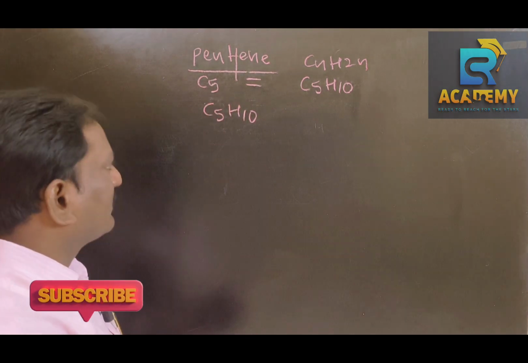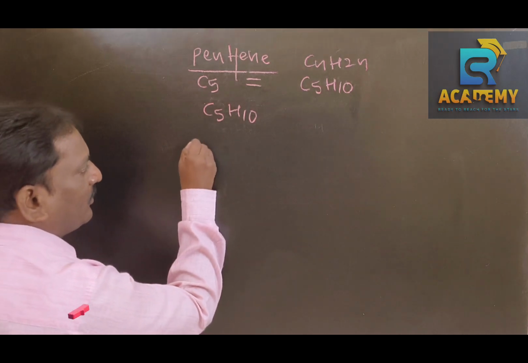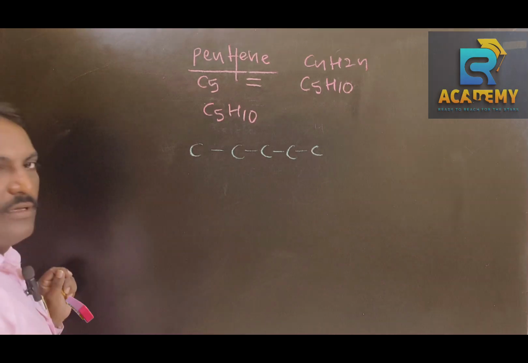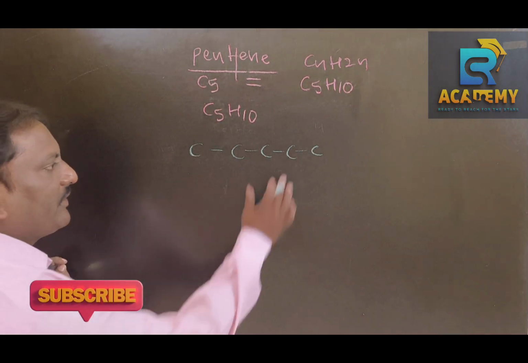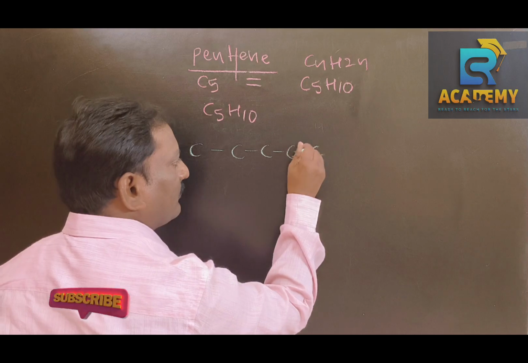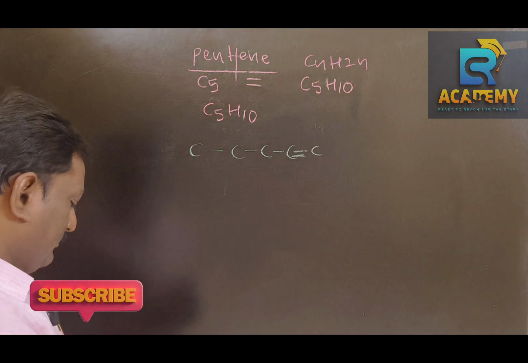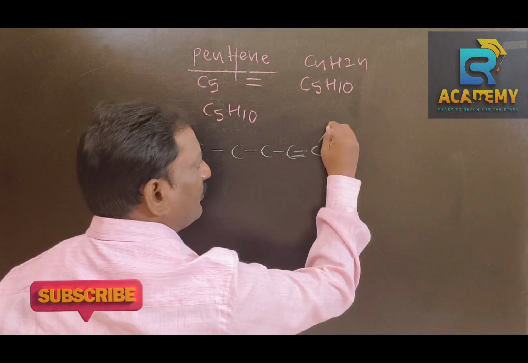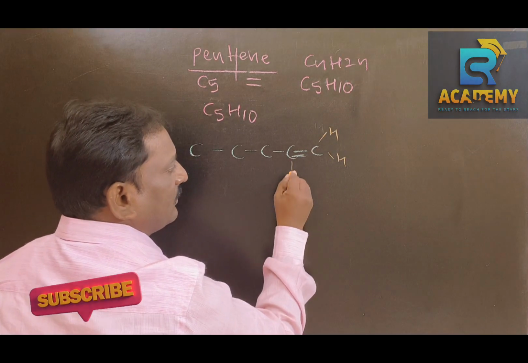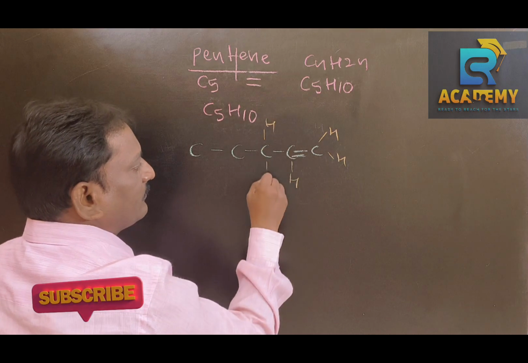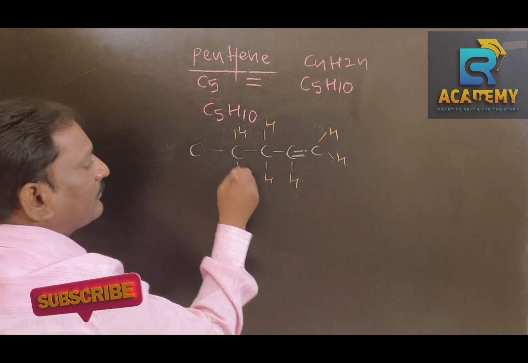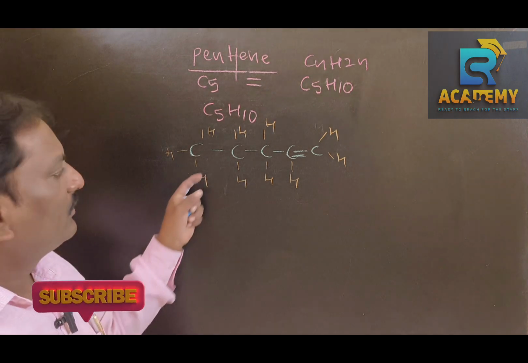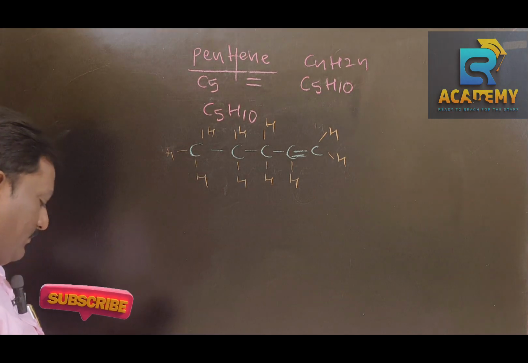So let us draw the detailed structure. How many carbon atoms? 5. 1, 2, 3, 4, 5. At least one double bond must be present between carbon and carbon. Right? The remaining valency must be filled with hydrogen. Hydrogen, hydrogen, hydrogen. Right. This is the detailed structure of pentene.